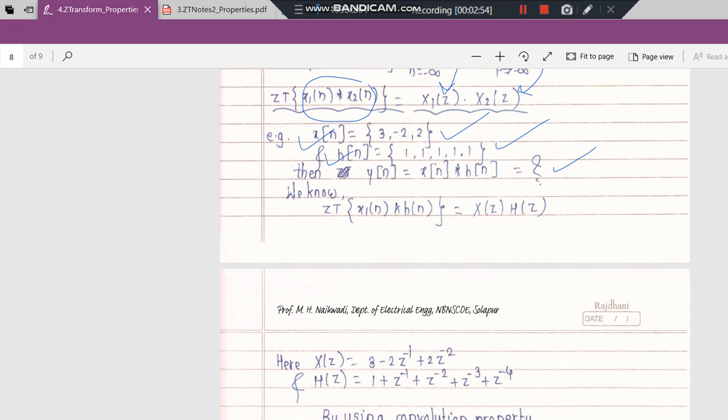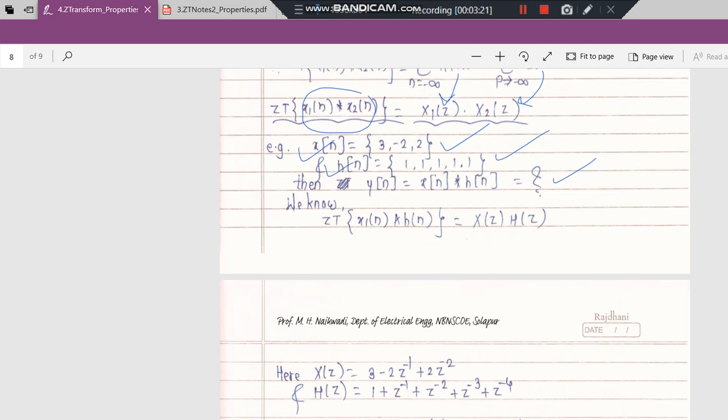We have studied how to find out the convolution of two sequences in the time domain in section 1. We had seen how we can make use of the matrix method, the graphical method, and the tabular method for solving the convolution. But here we are asked to find out the convolution using the Z transform. So how to find out the convolution using the Z transform?